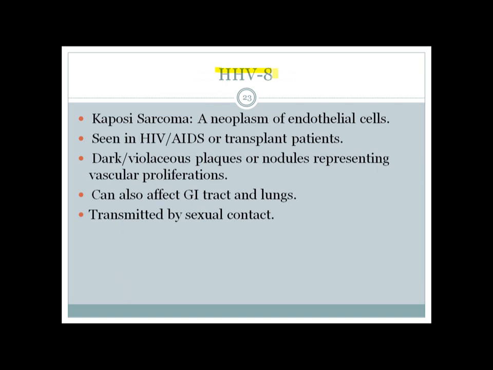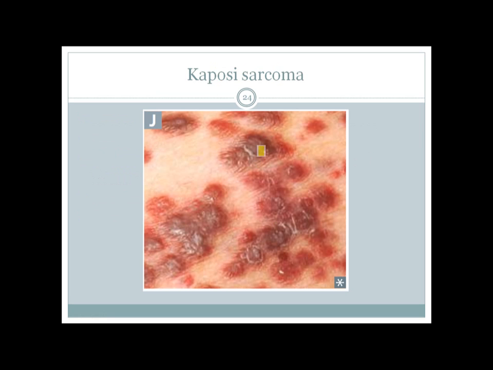And you have the last of the herpes viruses, which is herpes virus type 8, and it is associated with Kaposi sarcoma, especially in immunosuppressed patients like HIV, AIDS, or transplant patients. It actually is a neoplasm of the endothelial cell, and that's why it will present as dark or violaceous plaques or nodules representing vascular proliferations, which can also involve the GI tract and lungs. And commonly it is transmitted by sexual contact. And here you can see some dark and violaceous plaques or nodules on the skin of a patient, and it's actually due to Kaposi sarcoma.